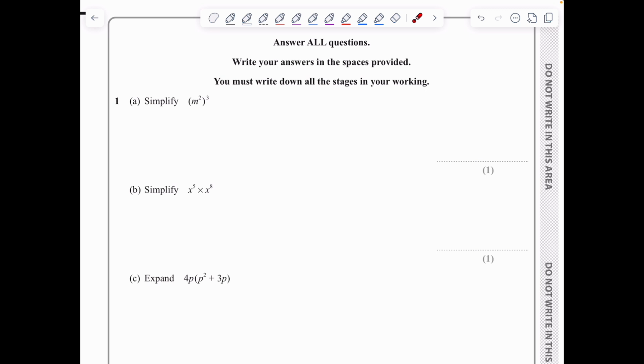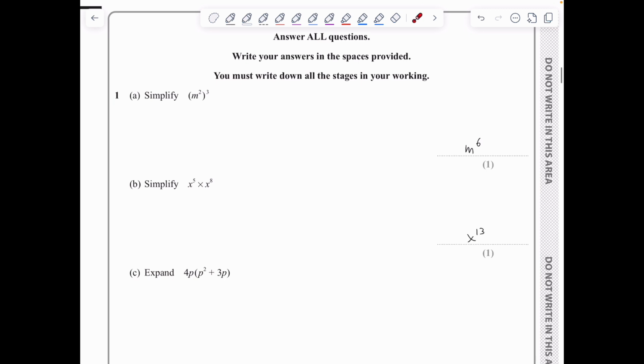In 1a, we need to simplify m squared raised to the power of 3, and we know that when we've got a power raised to a power, we multiply the indices together, so we're looking at m raised to the power of 6. In b, we need to simplify x to the 5 times x to the 8, and when we multiply with a common base, we add the indices, so 5 plus 8 is 13, leading to x raised to the power of 13.